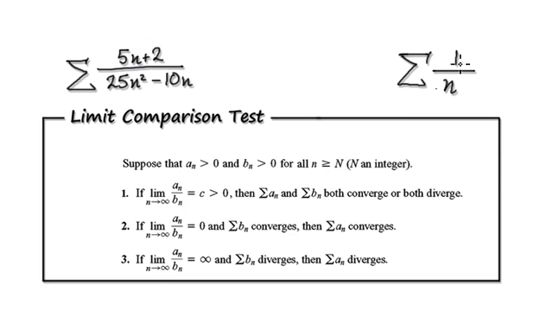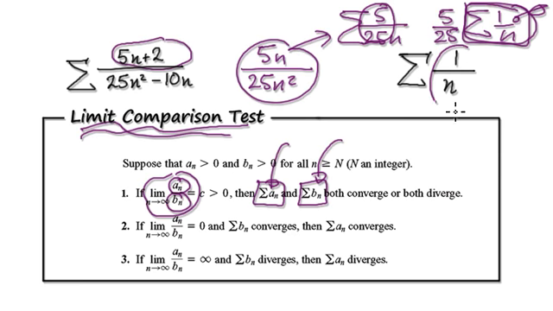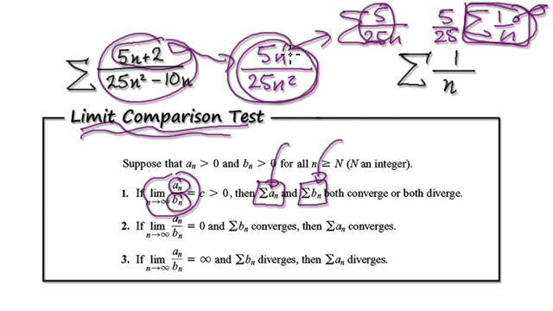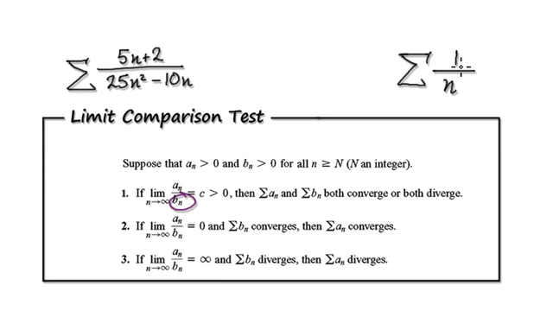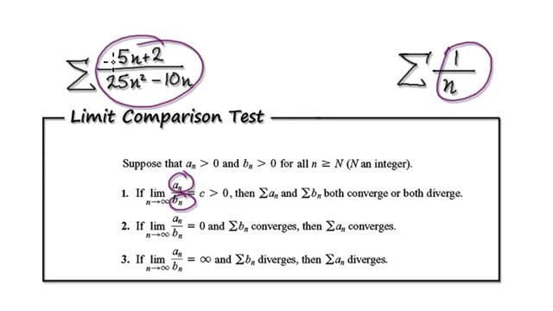So the b_n that we should be using would be 1 over n, because we know that as n heads towards infinity, it's going to act as this. Tidy this up, that will act as this. Well, we should compare it with 1 over n. So our b_n here is 1 over n, and our a_n here is this thing here.